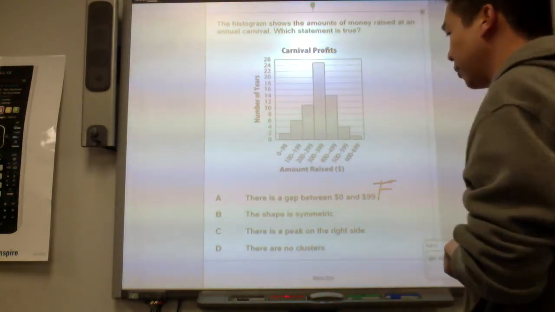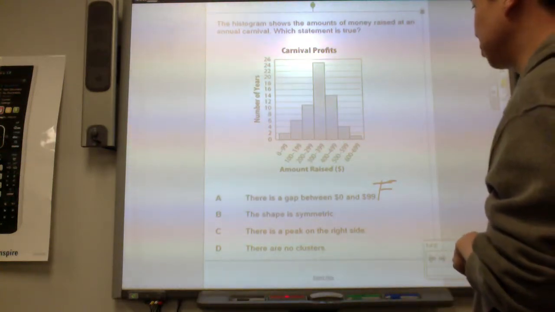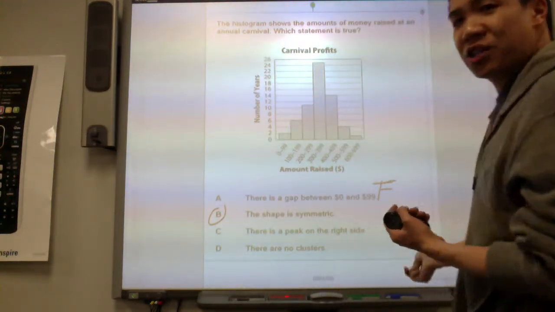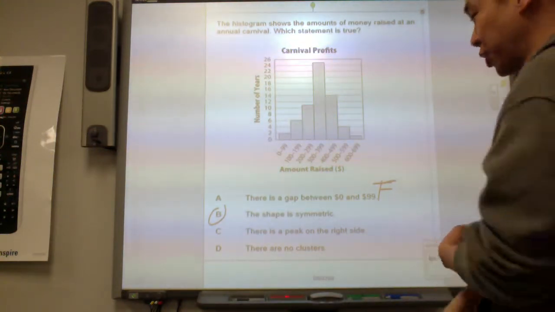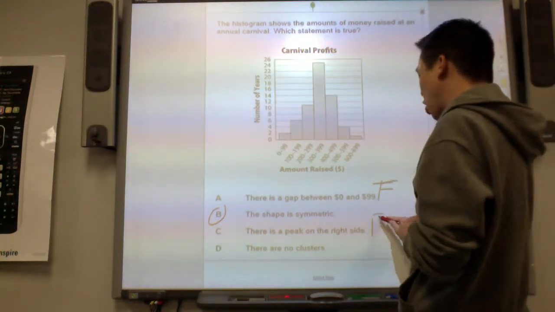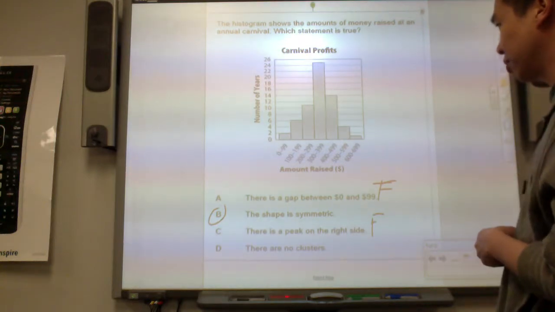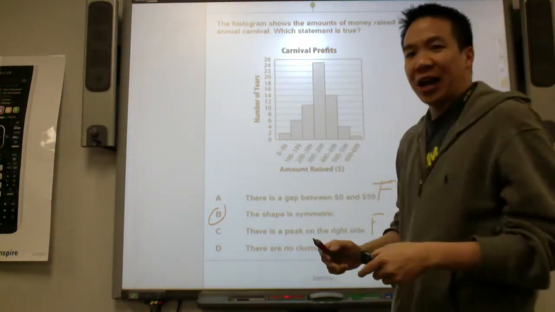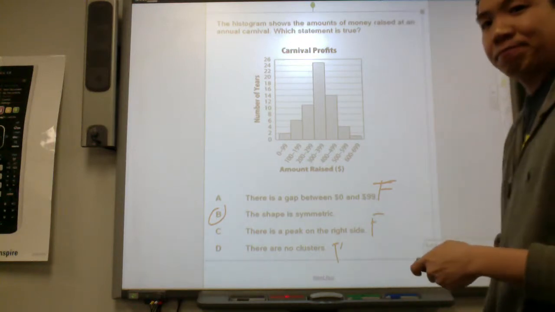False. The shape is symmetrical. I think so. If you split it down here, it looks pretty symmetrical, not exactly, but pretty symmetrical. There's a peak on the right side. No, the peak is in the center. False. There are no clusters. False. There's a cluster right here, a grouping of numbers. So B is the answer.